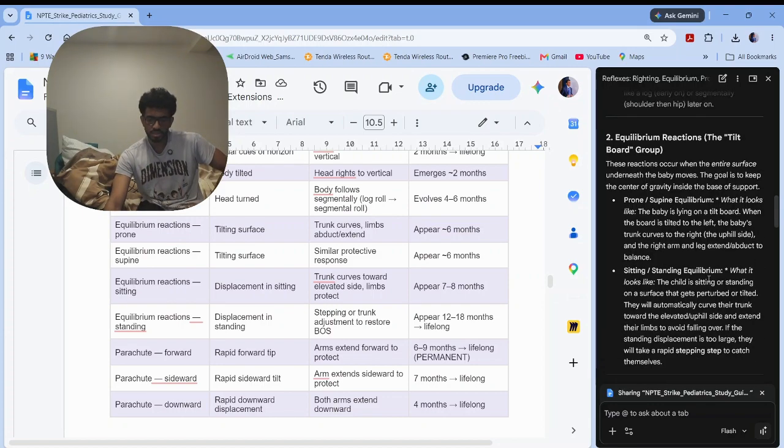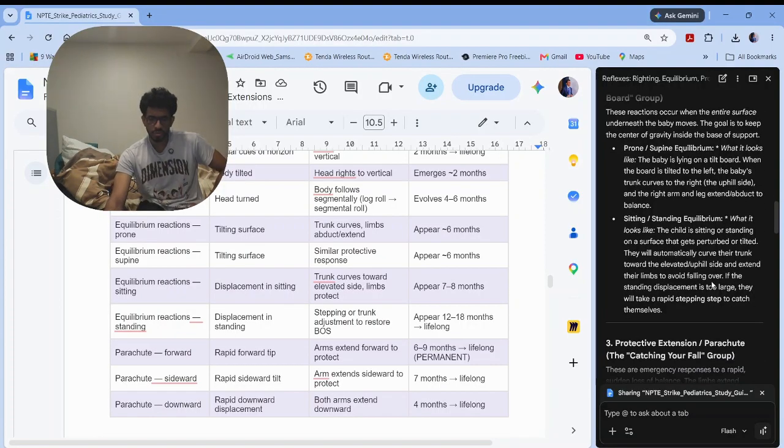Then we have sitting and standing equilibrium. What does it look like? The child is sitting or standing on a surface that gets tilted. They will automatically curve the trunk towards the elevated uphill side and extend the limb to avoid falling over. If the standing displacement is too large, they will take a rapid step to catch themselves. So the whole idea of equilibrium reaction is that the surface is changing, so their body will adapt to maintain balance and not fall.